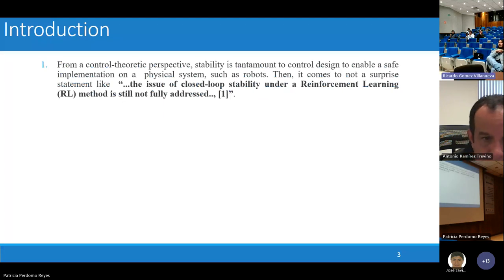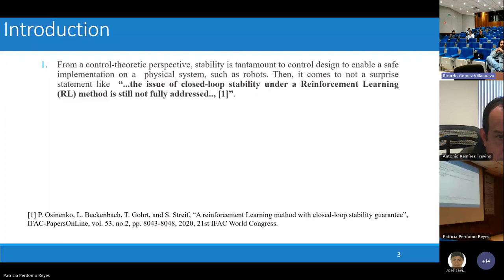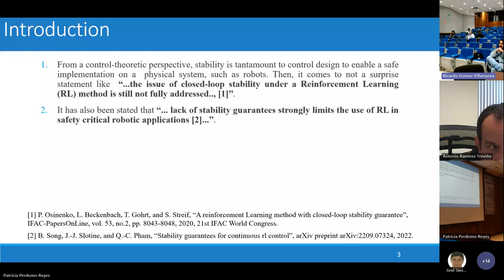Control designs to enforce safe implementation of physical systems, social robots. Then it is not surprising that the issue of closed loop stability under a reinforcement learning method is still not fully addressed. Also, that lack of stability warranties strongly limits the use of reinforcement learning in safety critical robotic applications. In general, stability is a missing critical characteristic in reinforcement learning that aims to learn a trajectory by doing admissible action policy. Then it is important to study the control design and also stability. That is important to guarantee reliability and safety operation of any control system.